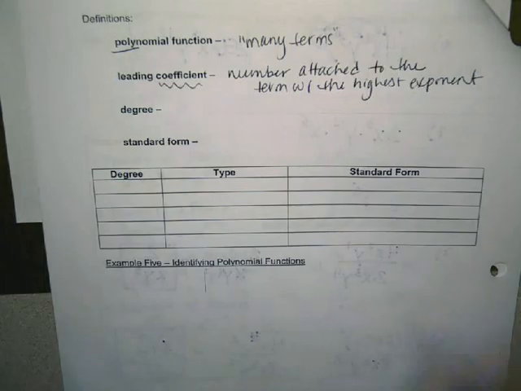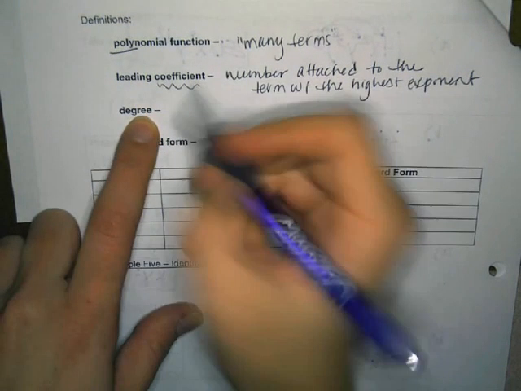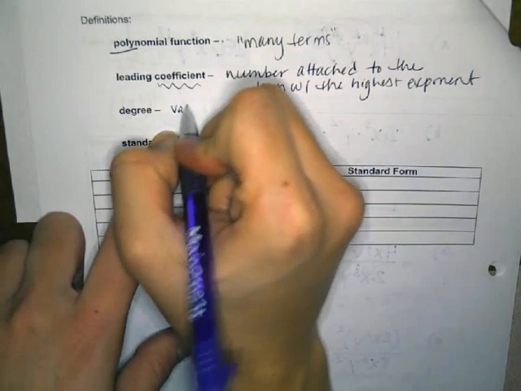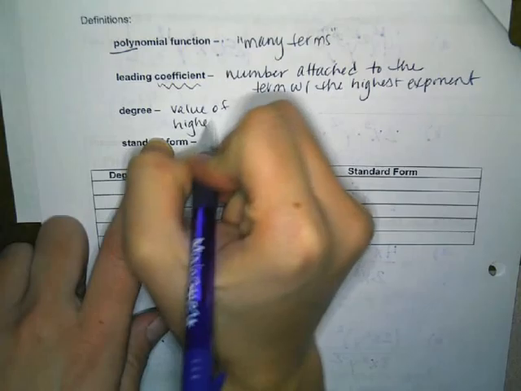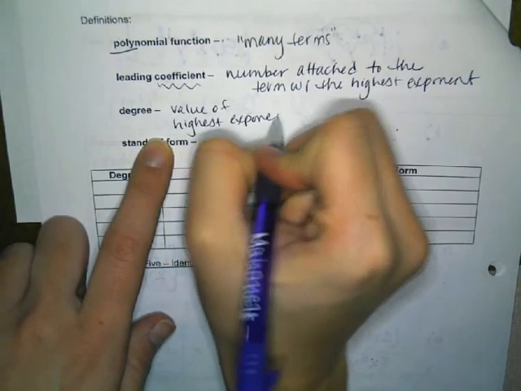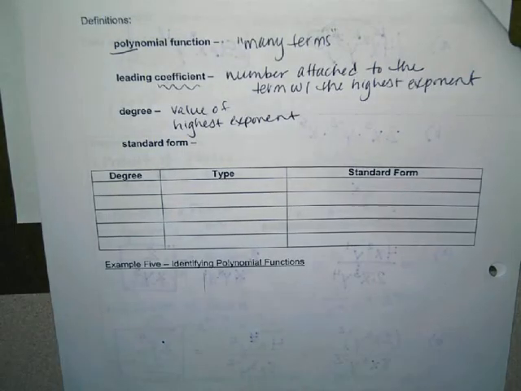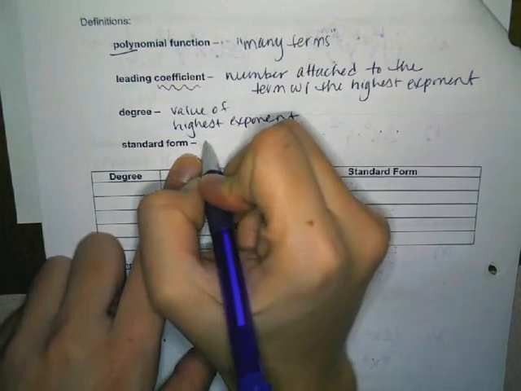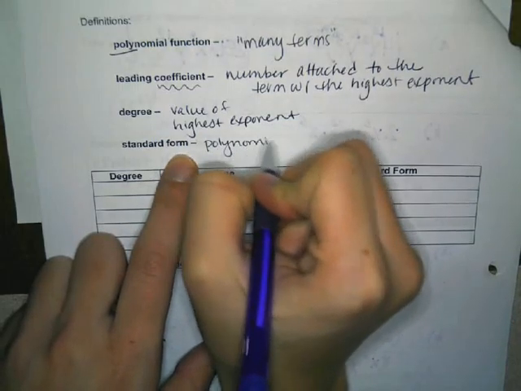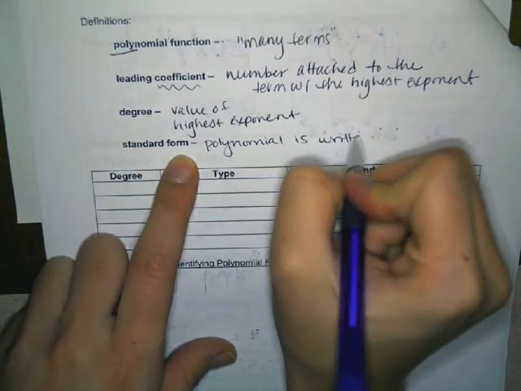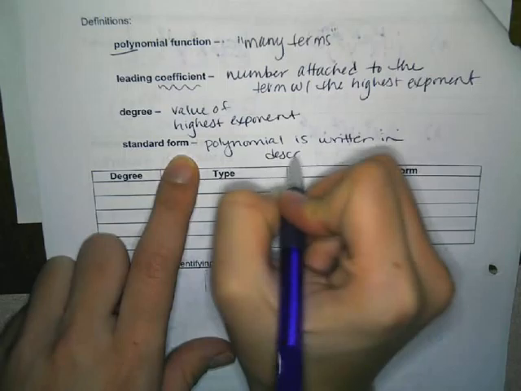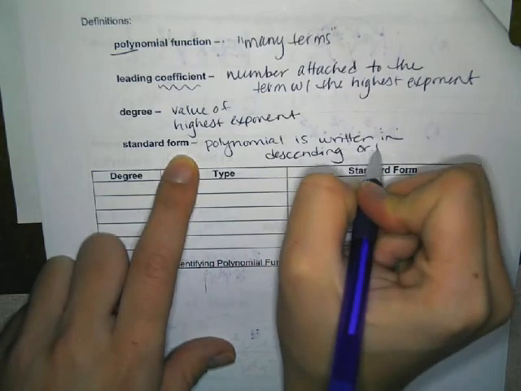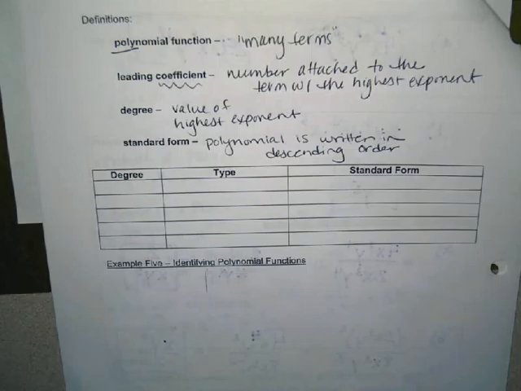All right, degree. When we're talking about the degree of a function, degree is just referring to the value of the highest exponent in the problem. So with a quadratic, the degree would be 2, because that's the value of the highest exponent in the problem. And then standard form is just the polynomial written in descending order. Now, that's not something that's brand new to us, because we're used to writing quadratics in descending order. We always want our x squared first, and then our x, and then our constant at the very end.